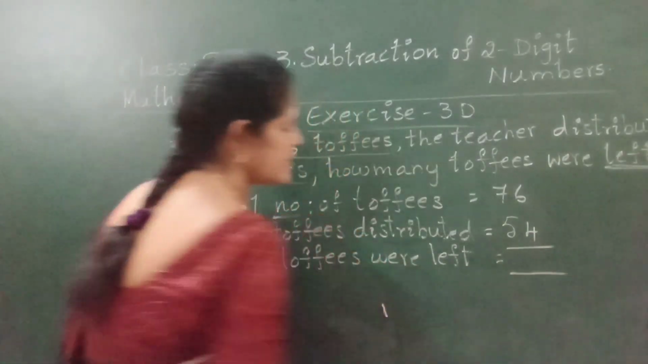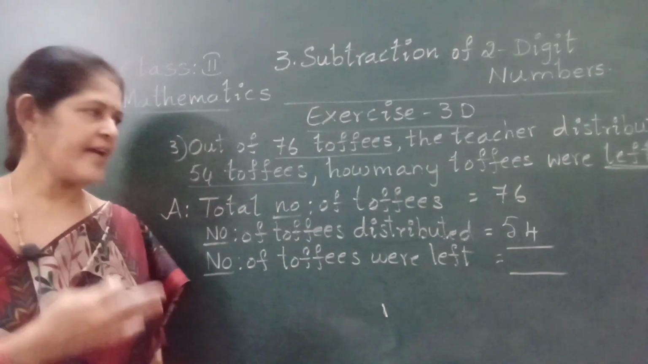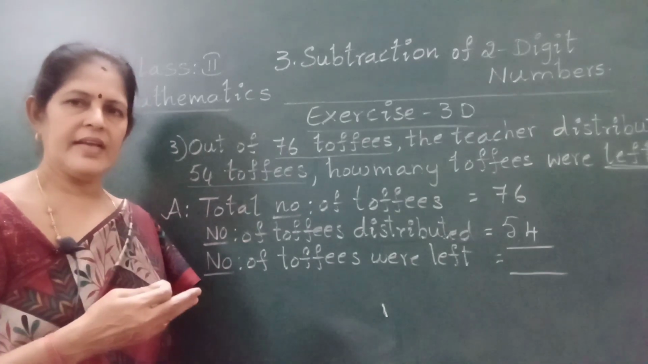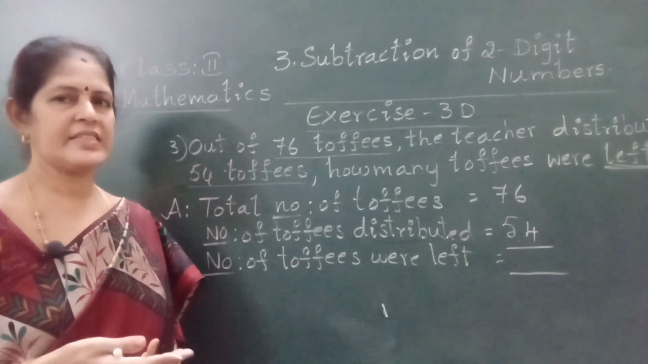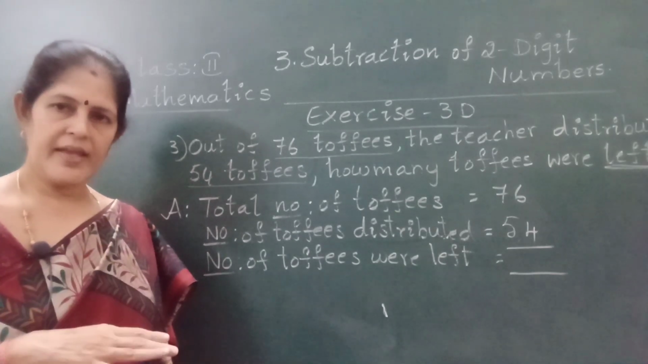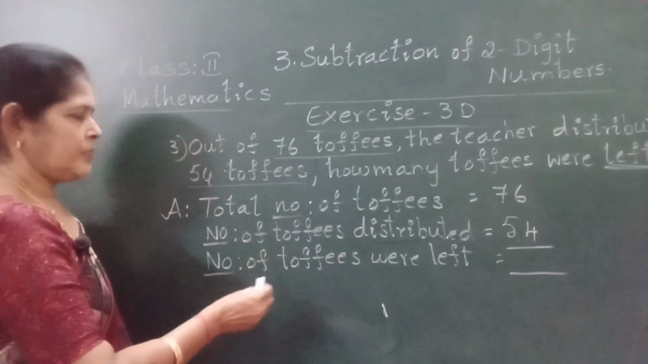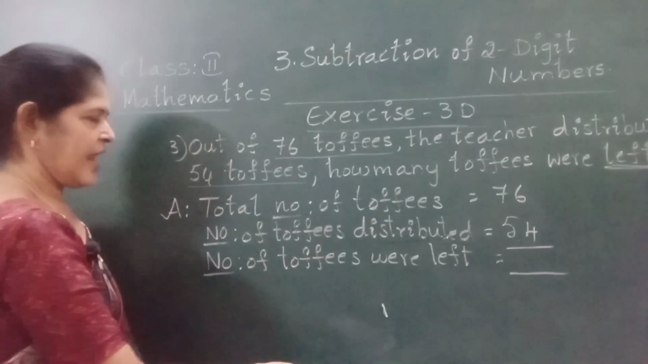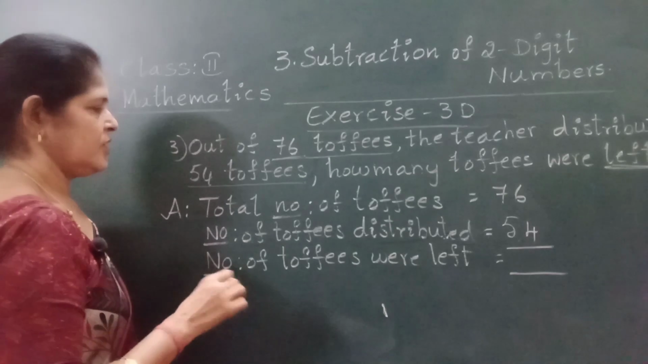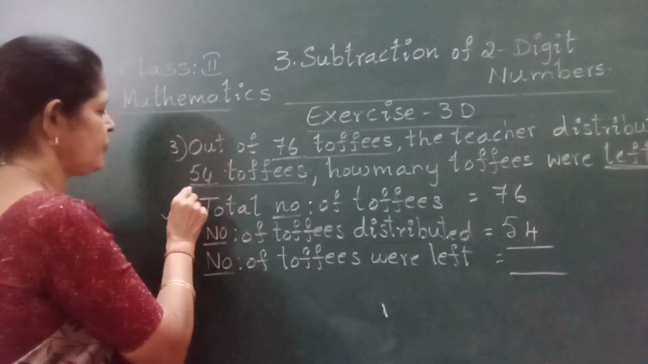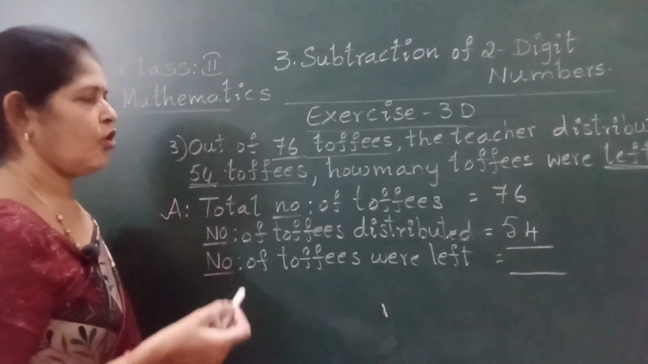Left is the subtraction word. That means we get the answer by subtraction of 76 minus 54. We subtract 54 from 76. Why? 76 is the big number, 54 is the small number. Okay? Word problems means we are going to write the answers like this. Number of toffees, all the toffees. In that, she distributed 54. How many left? That means remaining toffees.